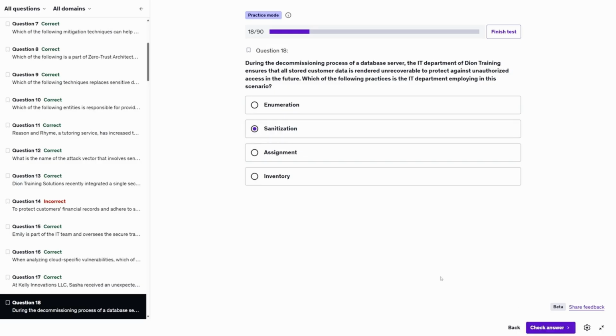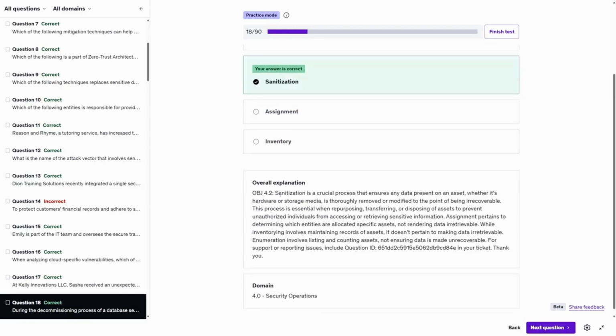All right, and the correct answer here is sanitization. So this is a crucial process that ensures any data present on an asset, whether hardware or storage media, is thoroughly removed or modified to the point of being irrecoverable. This process is essential when repurposing, transferring, or disposing of assets to prevent unauthorized individuals from accessing or retrieving sensitive information. I'll leave up the incorrect answers if you guys want to read through those.